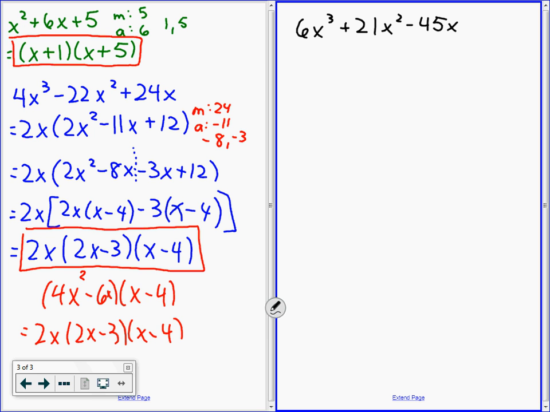Okay, now this question looks enormous. If you ever see this on your test, you're going to think to yourself, you've got to make it smaller. What can 6 and 21 and 45 all divide by? 3. And they all have an x, so I'm going to take out a 3x. All right? You're not quite done yet. What's left inside the brackets, please? 2x squared plus 7x minus 15. Awesome.